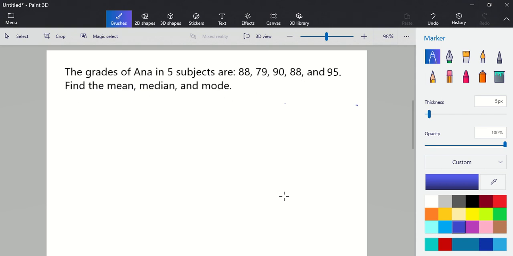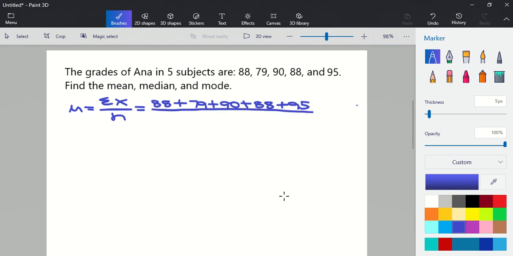Let's solve first for the mean. So mu is equal to the summation of x over n. Okay, so let's add, starting with 88 plus 79 plus 90 plus 88 plus 95, all over n. How many scores are there? 1, 2, 3, 4, 5. So we have 5. Our n is equal to 5.